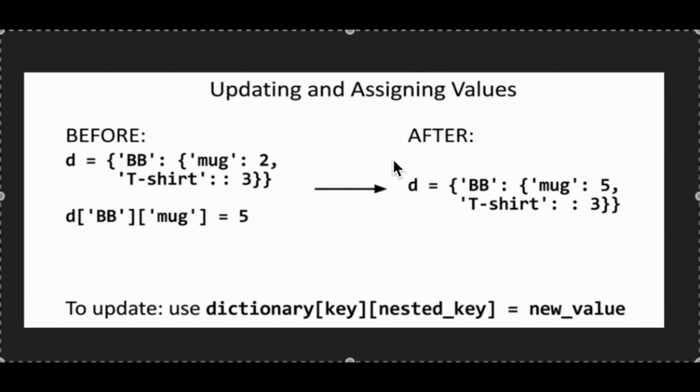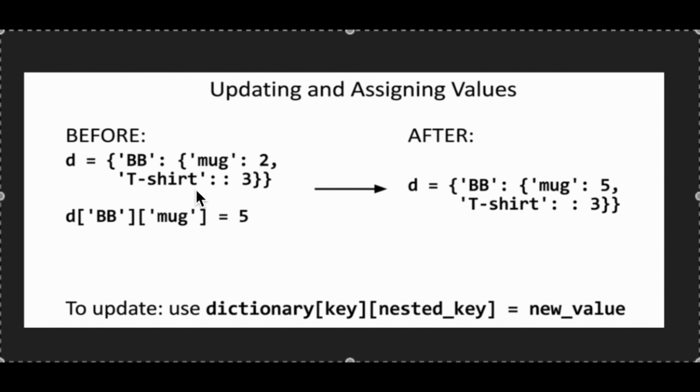Okay, think of this like a delivery service. Imagine a big box labeled D. Inside that box is a smaller box labeled BB, and inside that box we have actual items, a mug and a t-shirt. This is what we call a nested dictionary. A dictionary inside a dictionary. And the before state, look at the before section.